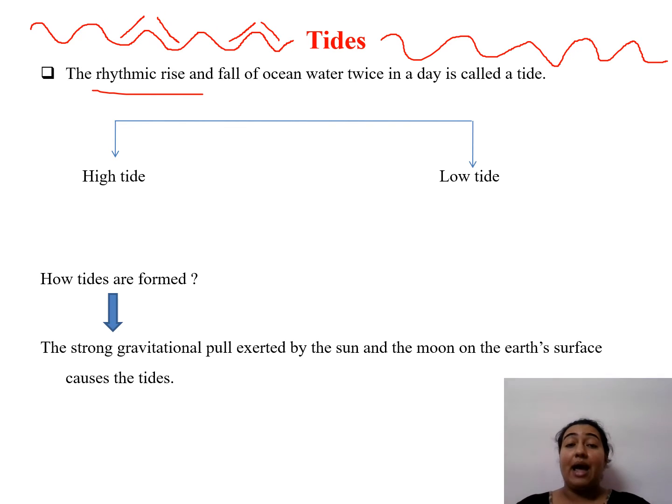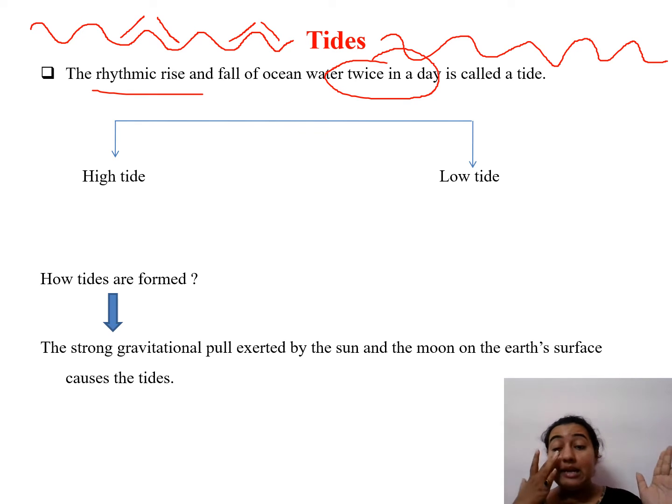The rhythmic rise and fall of ocean water twice in a day is known as tide. So we need to keep in mind, these happen twice a day, right? Now, tides are twice a day. Waves can be n number of times in a day if there is long and strong wind. So we need to keep this comparison in mind.